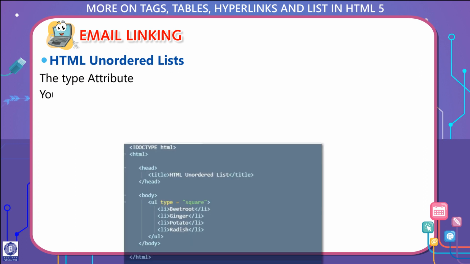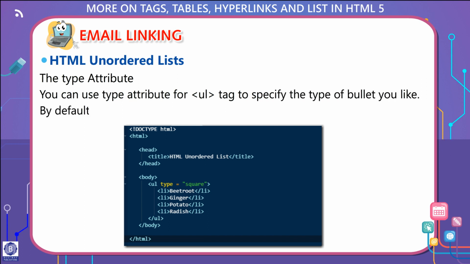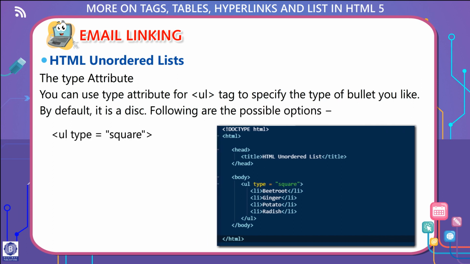The type attribute. You can use the type attribute for the UL tag to specify the type of bullet you like. By default, it is a disk. Following are the possible options: UL type equals square, UL type equals disk, UL type equals circle.